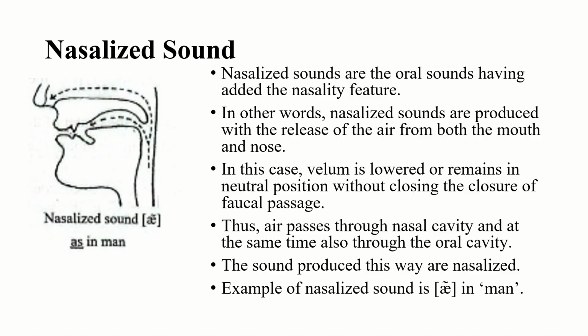While saying man, the vowel becomes nasalized. When you say cat, that vowel is not nasalized. But when you say man, that vowel is nasalized. And nasalized sounds are written in this way: above the sound symbol, you have to put this type of diacritic. This is the IPA diacritic for nasalized sounds. So these are the three types of sounds based on the oronasal process: nasal, oral, and nasalized.